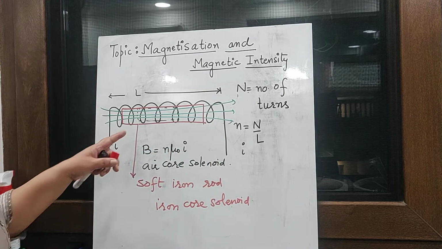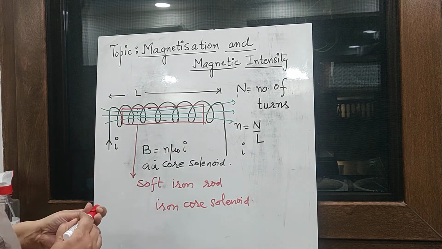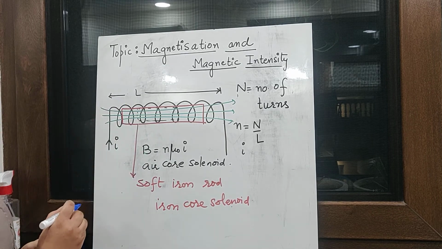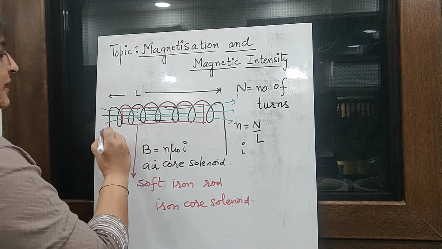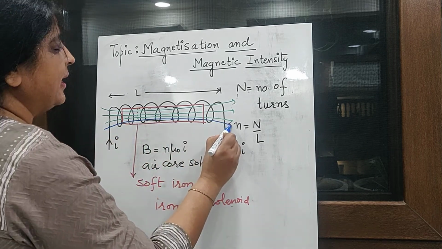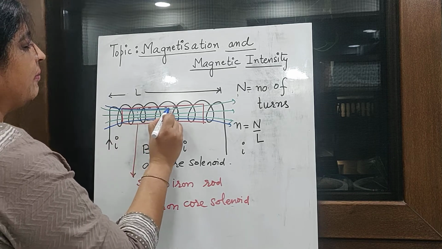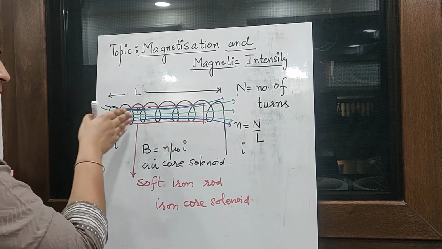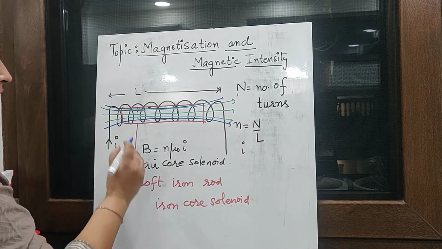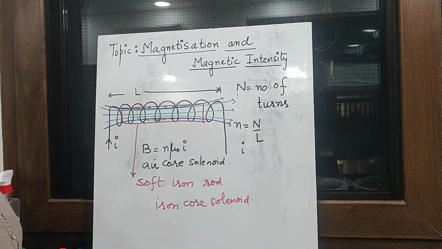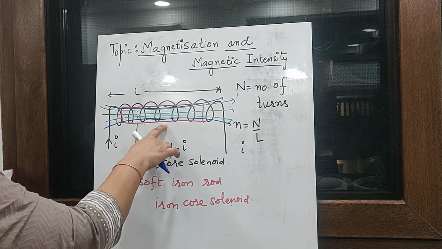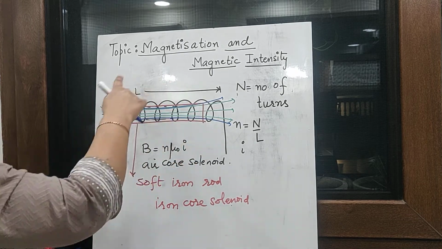Now, whenever you place an iron rod inside it, you will find that the magnetic field inside the solenoid will increase. And it will increase means more number of magnetic field lines will start passing through it. Those which were not crossing through it earlier will now start passing through it. So the magnetic field inside the solenoid will increase. And in this video, we want to understand how much is the increase in the magnetic field due to this, and what is the net magnetic field now.